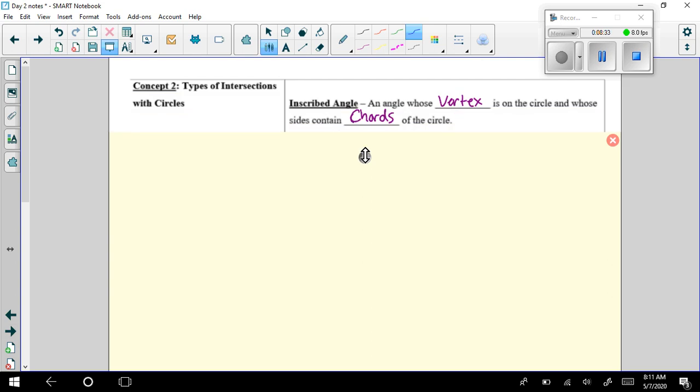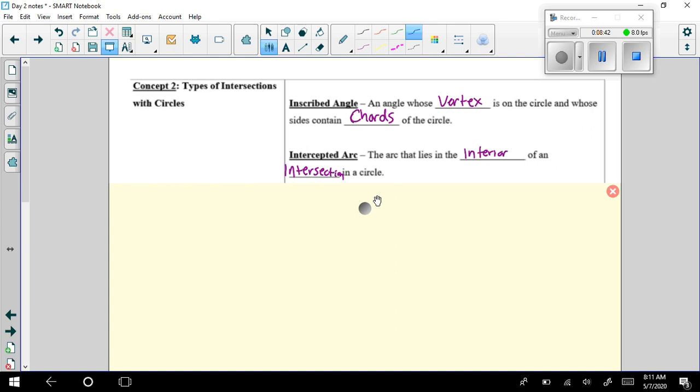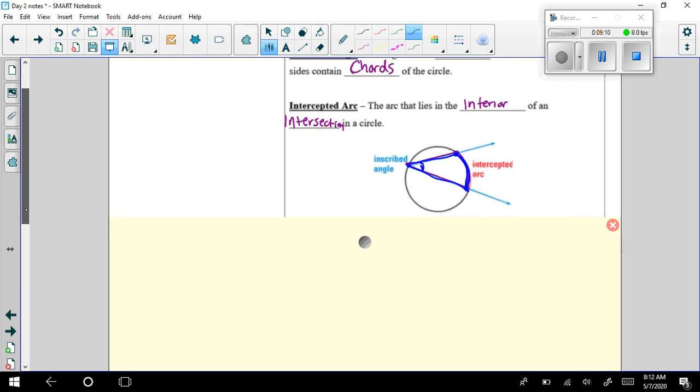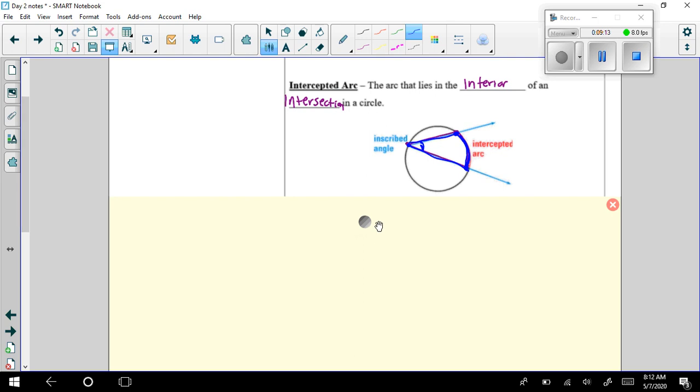Okay, angles inside a circle. So an inscribed angle is an angle whose vertex is on the circle and whose sides contain chords of the circle. The arc lies on the interior of the intersection in a circle, and we call that an intercepted arc. There's a really cool relationship between the inscribed angle and the intercepted arc. And so here's what that looks like. Here's your angle. The vertex is on the circle. The chords are the sides of the angle, and then it creates this intercepted arc right here that is flanked on both sides by those points of intersection.